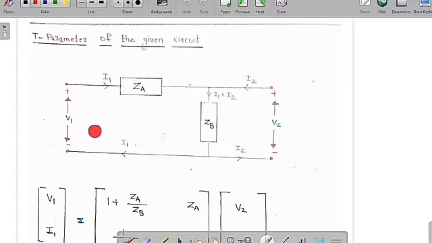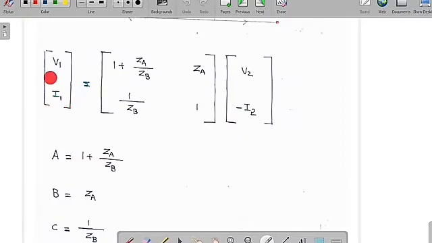Now you can apply KVL in this loop, and then apply KVL in this loop. Finally you are going to get the equations V1, I1, V2, minus I2, with the matrix 1 plus Za by Zb, Za, 1 by Zb and 1. It is very easy to remember: the first term is 1 plus Za by Zb, the second term is Za, the third term is 1 by Zb, and the last is 1. So this is the ABCD parameters.